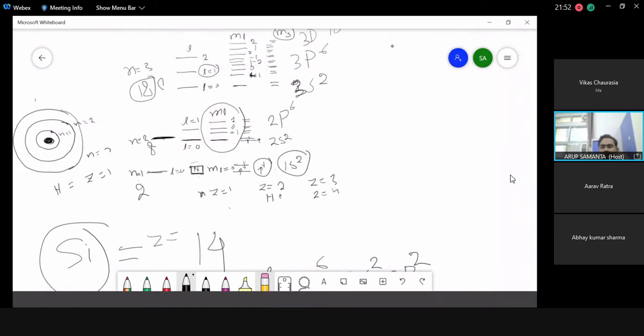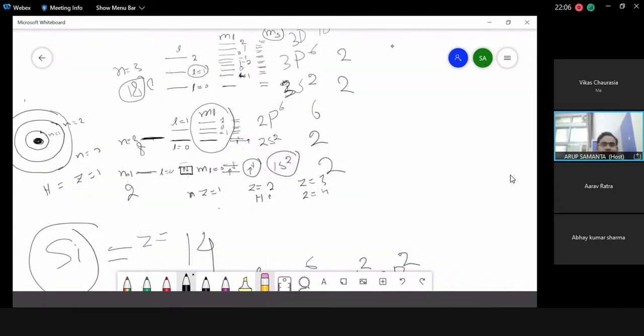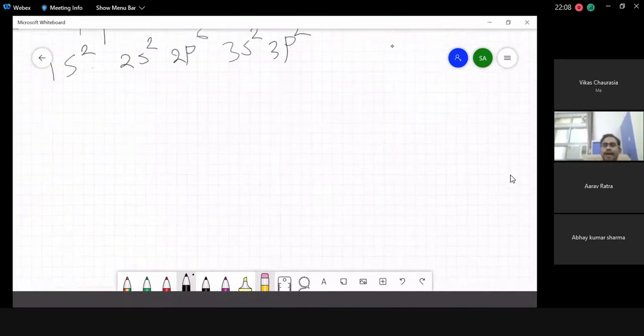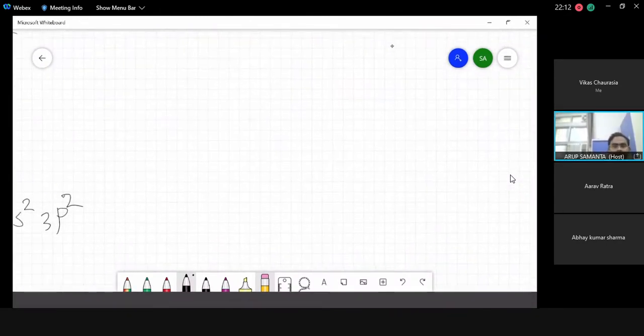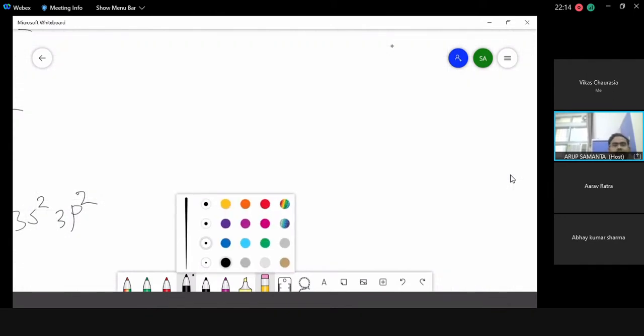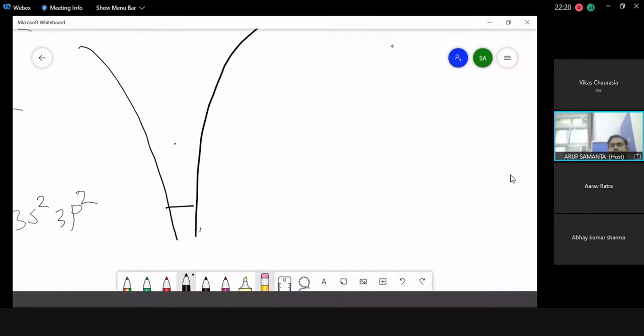First the lower level will fill: 2, then 2, 6. Then this 2s level, then 2p6 is now filled. So this is the electronic distribution in the different orbits. Now energetically, if you consider it, I am drawing one atom of silicon.